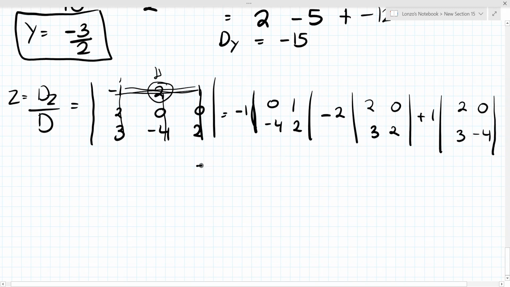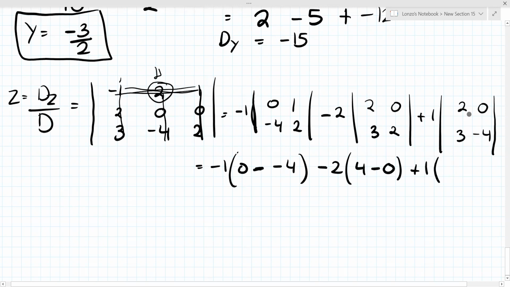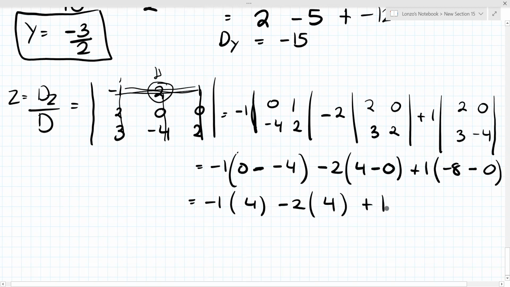So this is -1, and then to find the matrix of this. This is 0 times 2 is 0 minus 1 times -4 is -4, minus 2, and then 2 times 2 is 4 minus 3 times 0 is 0, plus 1, and then 2 times -4 is -8 minus 3 times 0 is 0. So you're left with -1, and then this would be 0 minus a minus 4, that's 4, minus 2, and then 4 minus 0 is 4, plus 1, and then -8 minus 0 is -8. So this is going to be -4, -8, and -8. So what is that going to be?